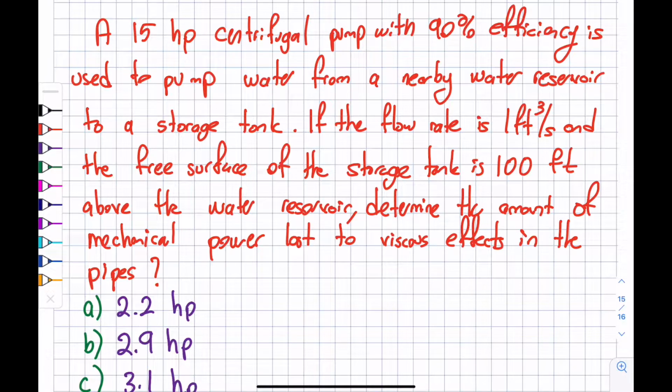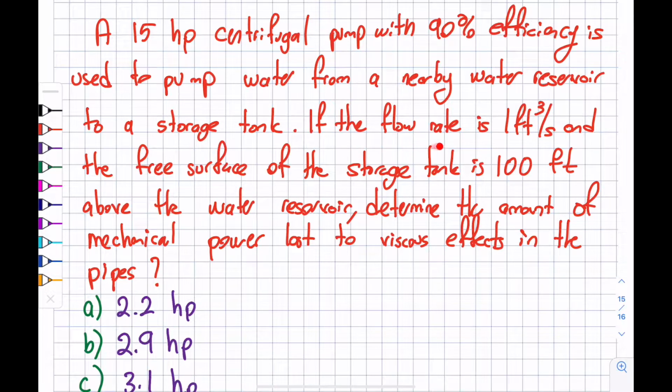Okay, this is a centrifugal pump. It's a type of pump that we are going to study in fluid mechanics, not thermodynamics. With 90% efficiency. So the efficiency of the centrifugal pump is given to me. And this is used to pump water from a nearby water container to a storage tank. So I'm picking up some water from a water reservoir and pumping it to a storage tank.